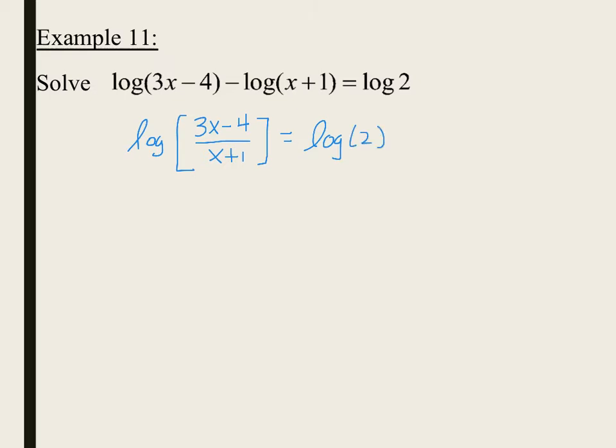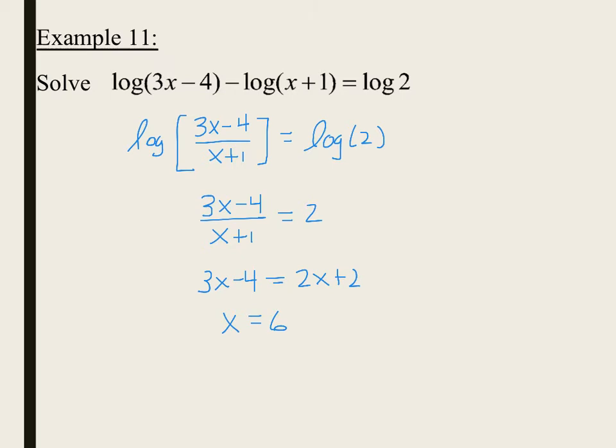And now, because we have the logarithm of the same base, we have the equivalency property, which states that 3x minus 4 over x plus 1 is equal to 2. So 3x minus 4 is equal to 2x plus 2, because I'm multiplying through by x plus 1. And now I'll solve for x. I can subtract 2x from both sides. I get an x, and I can add 4 to both sides. I get a 6. So here I have x is equal to 6.